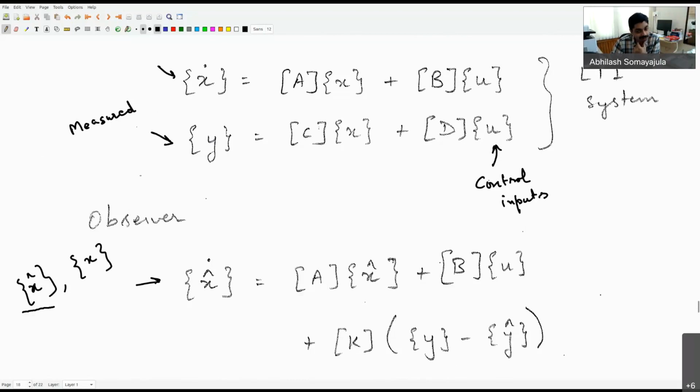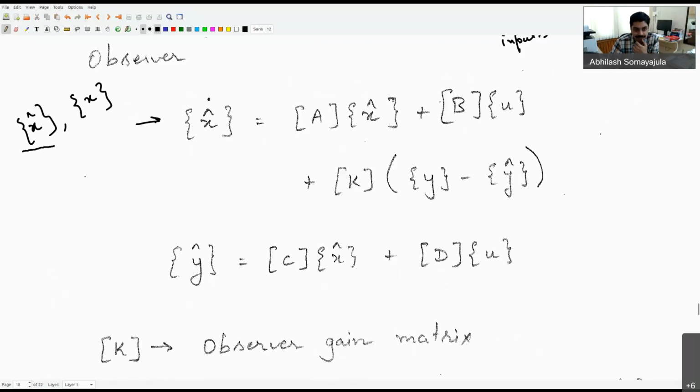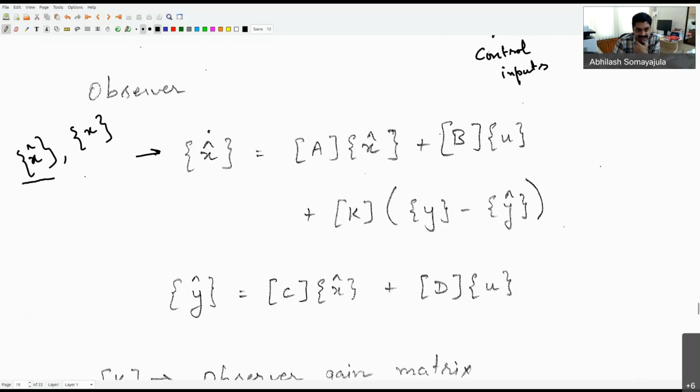Even though I do not know X and I only know X hat, I want to ensure that my X hat is approaching X. As long as I can mathematically prove that X hat approaches X, I am fairly confident that whatever I'm getting out will be close to at least the real states that I am interested in. So I define my so-called observer as X hat dot, which follows similar dynamics: A times X hat plus B times U plus K times (Y minus Y hat).